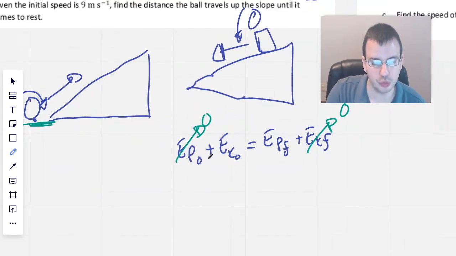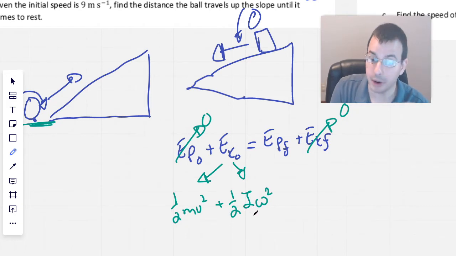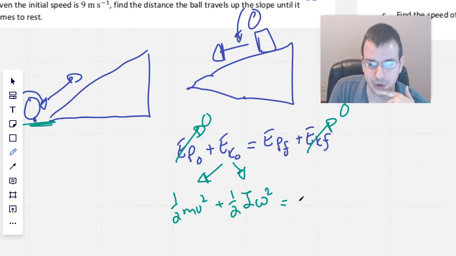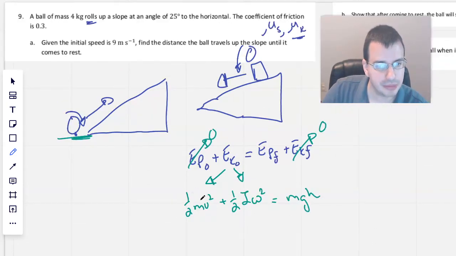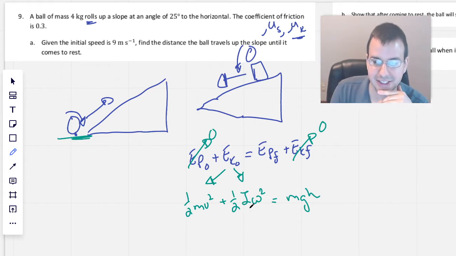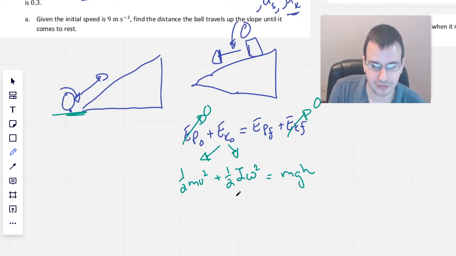So I'm going to rewrite these, and I'm going to expand this energy kinetic into the translational 1/2 mv squared plus 1/2 I omega squared, where I is the moment of inertia, and omega is the angular velocity. Then for potential energy, we have mass times gravity times height. So this is the translational motion part. This is the rolling energy associated with it. Now what we want to do is find out what this I is and omega is.